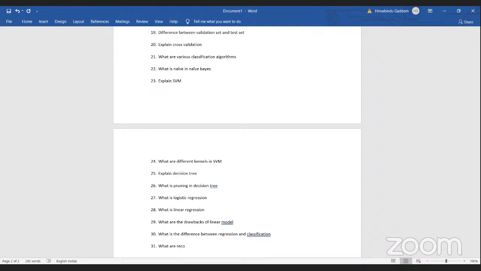What are recommender systems? Recommender systems are a subclass of information filtering systems that are meant to predict the preferences or ratings that a user would give to a product. Recommender systems are widely used in movies, news, research articles, products, social tags, music, etc.